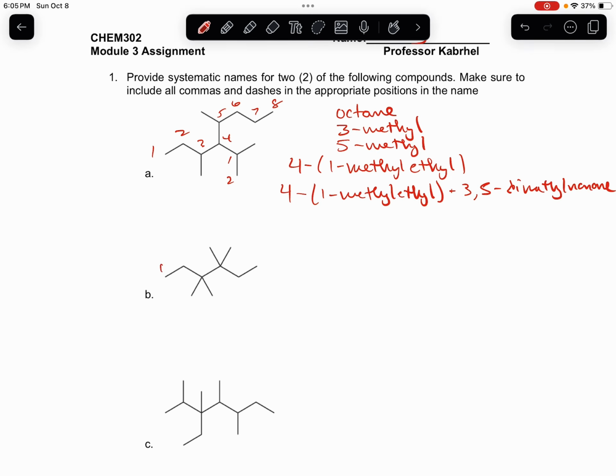So for this one, we have 1, 2, 3, 4, 5, 6. So we have a hexane. And we've got 4 methyl groups. We get a 3, a 3, and a 4, and a 4-methyl. So that would be 3,3,4,4-tetramethyl hexane. So when you have more than one of the same group on the same carbon, they get the same number, and you also list that carbon twice.